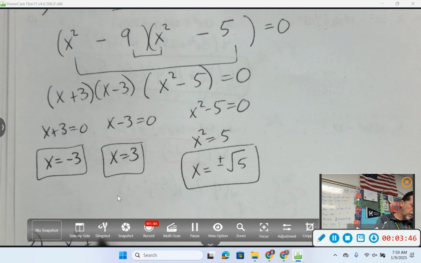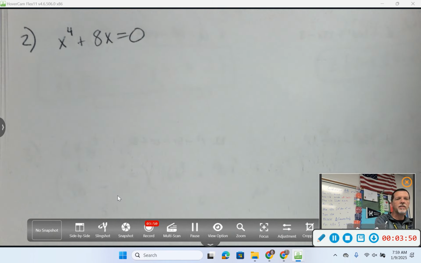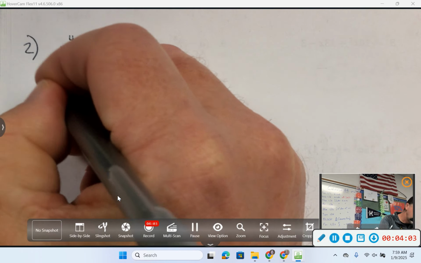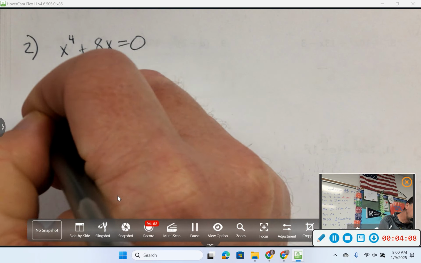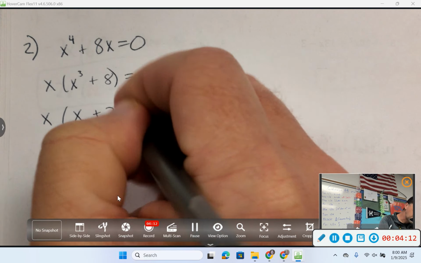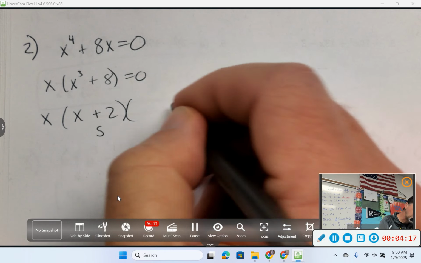x to the 4th plus 8x equals 0. Look how you can see it. x to the 4th plus 8x equals 0. What do you want to do first? Take out an x. And then it's the cube stuff. So, same, opposite, always positive for our signs.